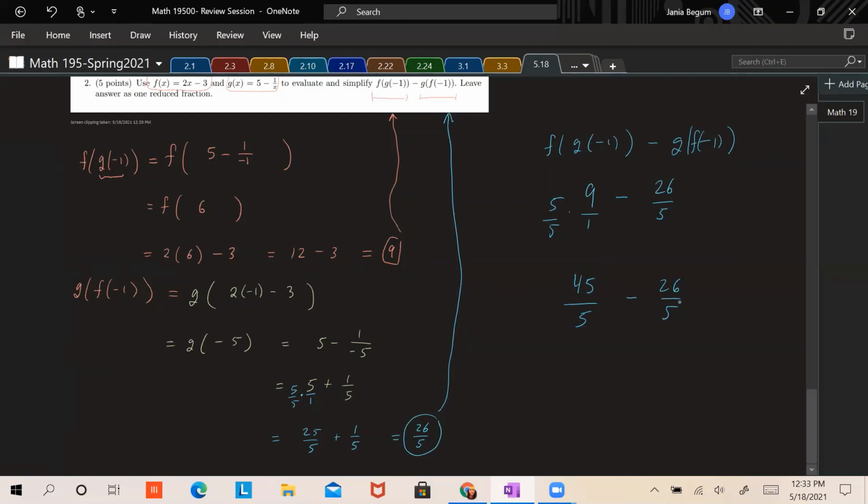So 45 minus 26. That's about 19. Thank you. So there you go. It'd be 19 over 5. And we're not able to simplify that because 5 doesn't go into 19, so you'll leave it in fraction form.